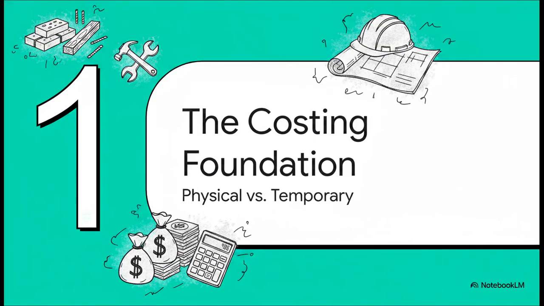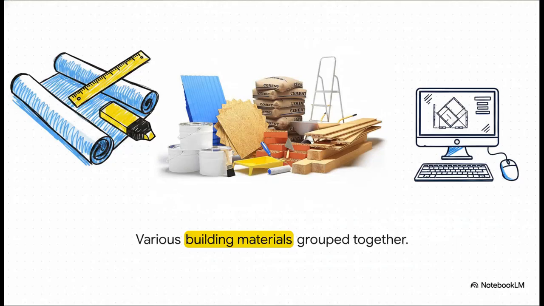All right, Section 1, the costing foundation. Physical substances versus temporary goods. John kicks off his whole process with something called a quantity takeoff. Basically, he meticulously examines the construction drawings and specifications to identify every single physical substance required. Back in the day, this was all done by hand with rulers and highlighters. But today, software tools like AutoCAD make scanning these blueprints way faster and, thankfully, far less prone to human error.